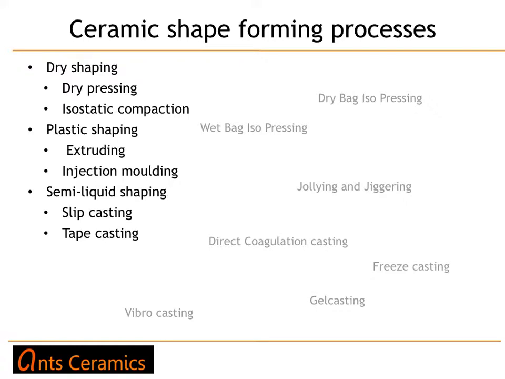Also, the third process system is semi-liquid shaping, in which a slurry is made and then it is slip casted, direct coagulation casted, freeze casted, gel casted or tape casted. Besides these, there are also some processes like vibrocasting by which people manufacture different kinds of ceramics. We will discuss the processing of ceramics in detail in later videos.